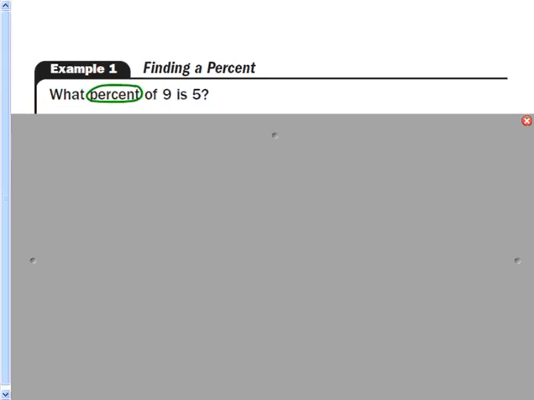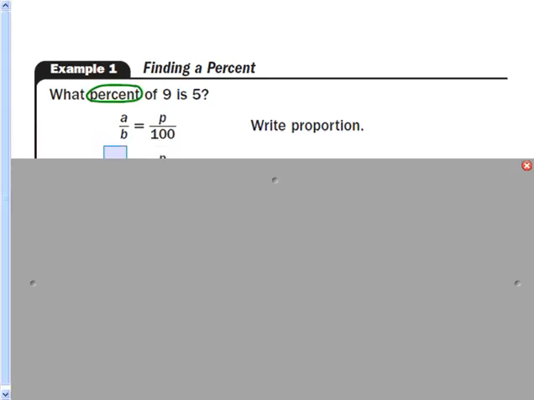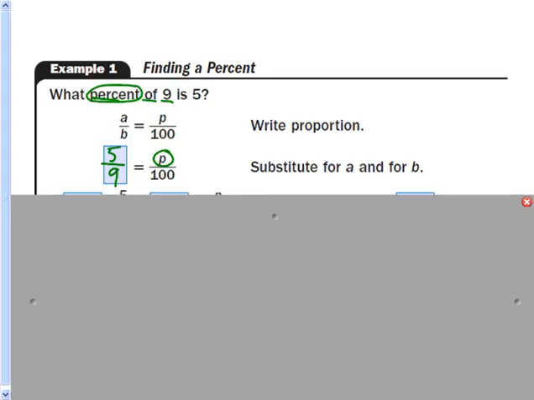Again, percent can be interpreted as the word part. What part of 9 is 5? So you can hear, I'm looking for a part of 9. 9 is the whole, 5 is the part. So here's the original proportion that they've given us to work with. I'm looking for a part of 9, so 9 is the whole, 5 is the part. I don't know the percent, so I'm going to leave that as p.